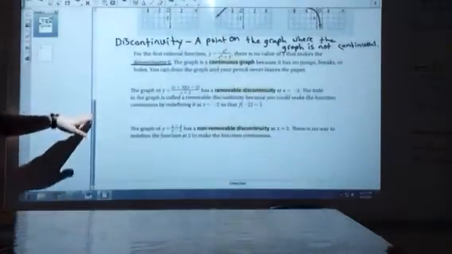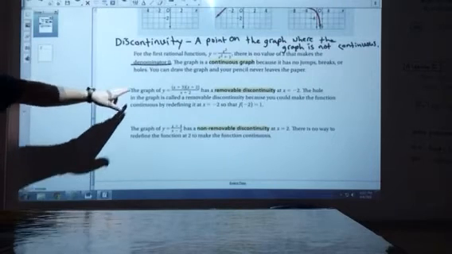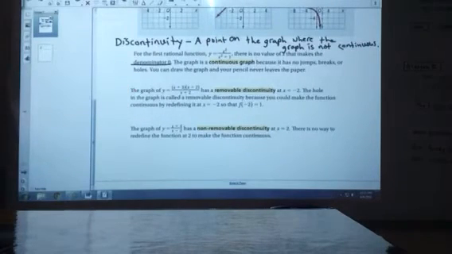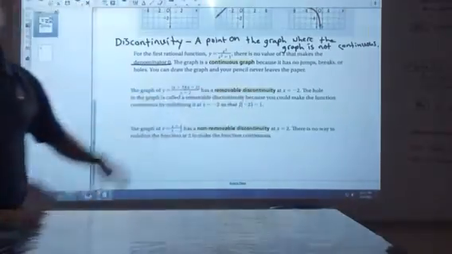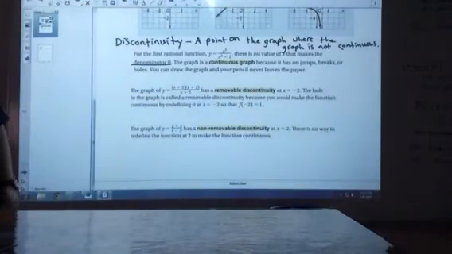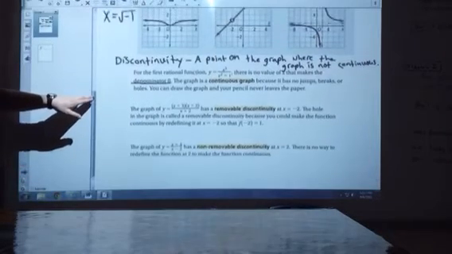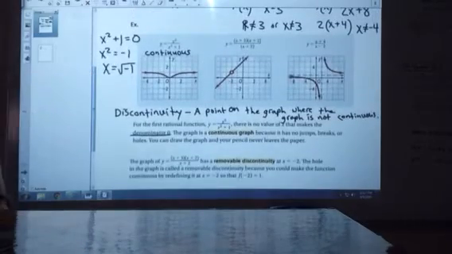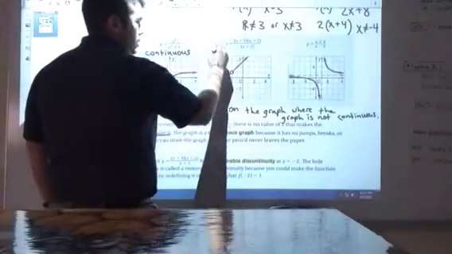Okay, let's look at the second paragraph here. It explains that one. Let's go ahead and read it. The graph of y equals x plus 3 times x plus 2 over x plus 2 has a removable discontinuity. Okay, that's a key word there, removable discontinuity at x equals -2. The hole in the graph is called a removable discontinuity because you can make the function continuous by redefining it at x equals -2 so that f of -2 equals 1. Here's what you need to focus on. With this second graph and second equation, this is removable discontinuity.